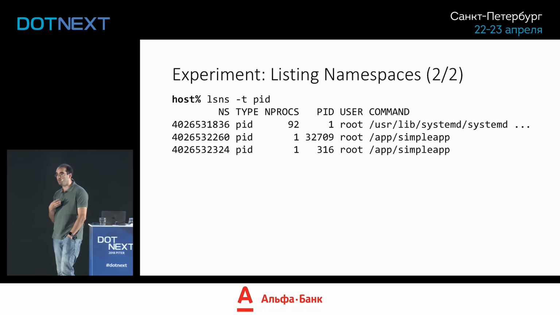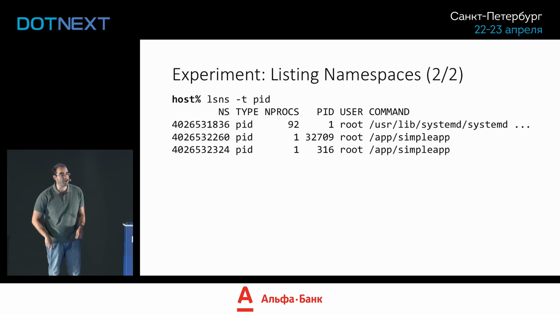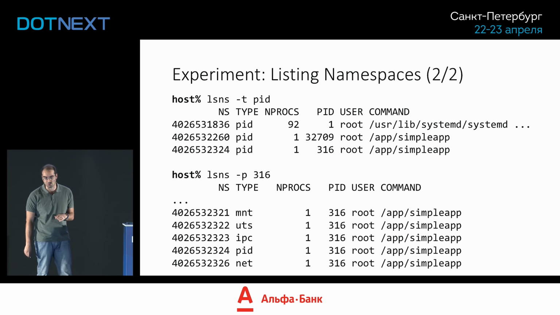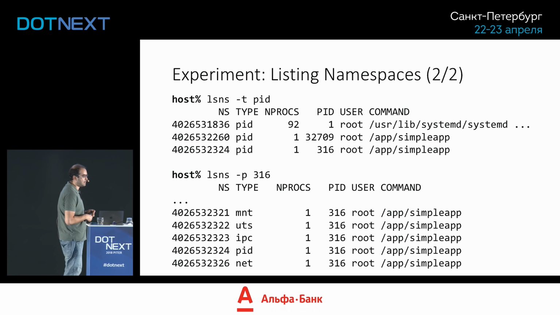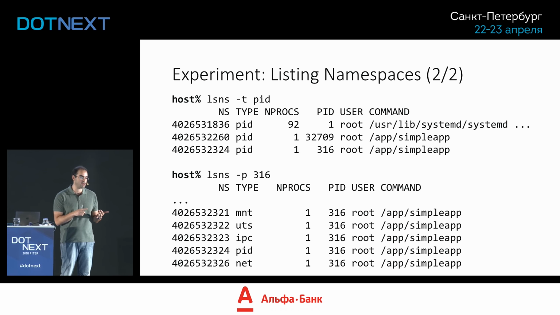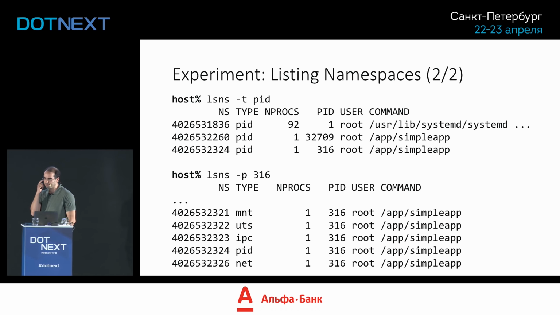So lsns can print which namespaces we have, and then you can use lsns to see, for a specific process, which namespaces it belongs to. So in this example, you can see that process ID 316 belongs to a mount namespace, a UTS namespace, an IPC namespace, and so on. lsns prints them out for you.